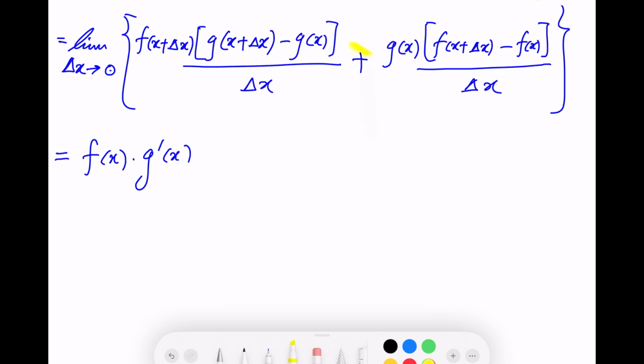And then we have this plus sign right here. And then we have the g of x right here, g of x times, we identified this part as delta x approaches 0 as the first derivative of f. So let me write it down as that, f prime x. That is the complete proof of the product rule of differentiation. Now we will look at a couple of examples.